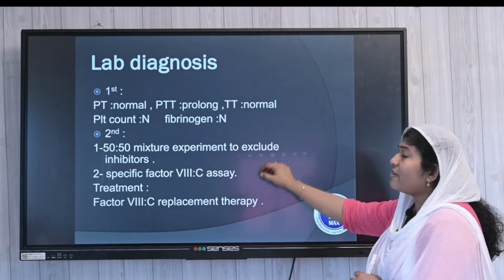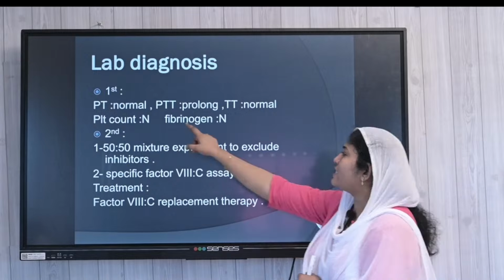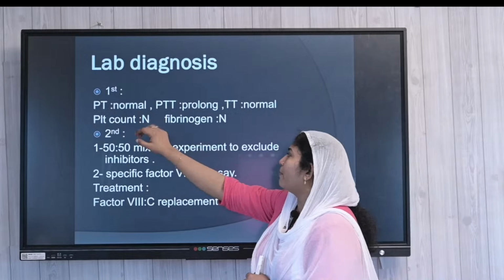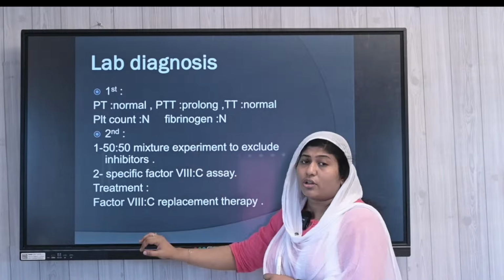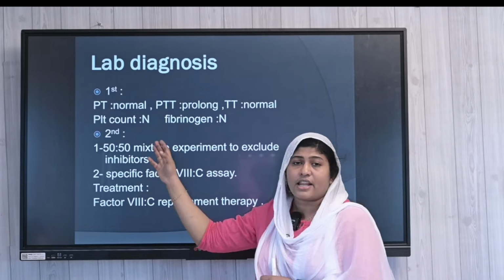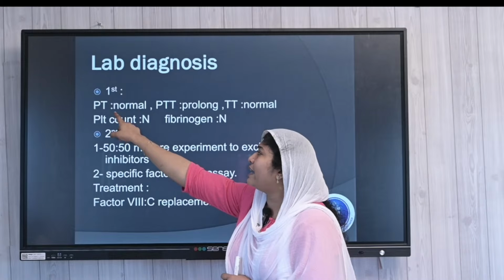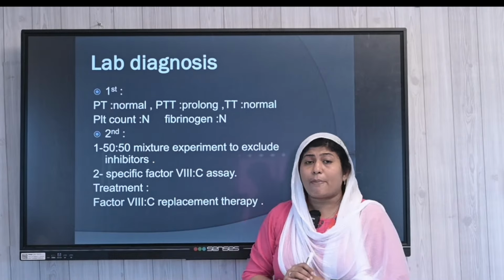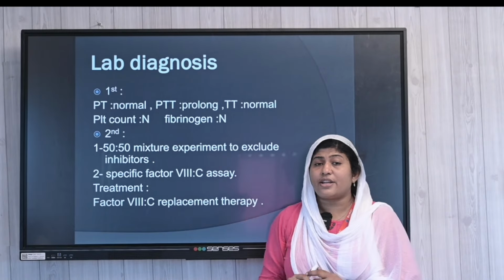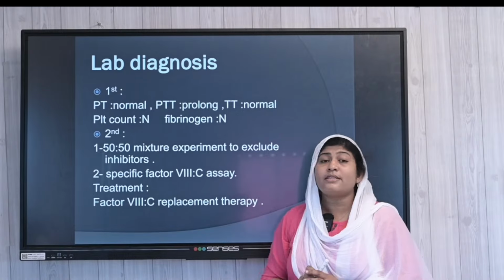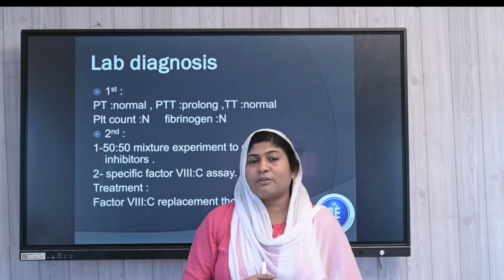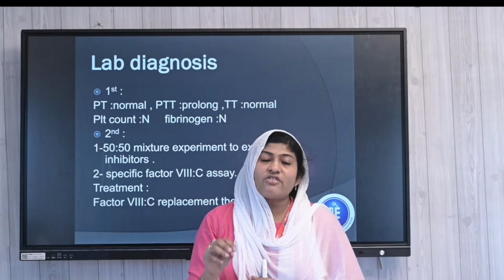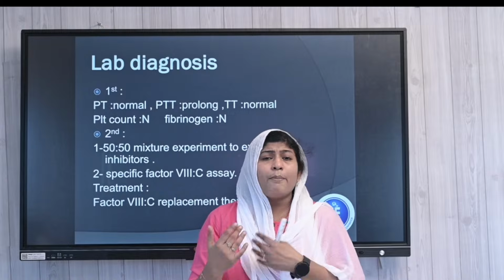So, when we are checking the lab diagnosis, the PT, prothrombin time, will be normal, APTT will be prolonged, thrombin time will be normal. See, this is very important for the examination. Maybe you will get case study questions from this area. See, why is the prothrombin time normal? If a patient has factor VIII deficiency, why is the PT normal? Prothrombin time is a test we use for checking defects in the extrinsic pathway. Definitely, factor number 8 comes in the intrinsic pathway. So, PT will not be affected.